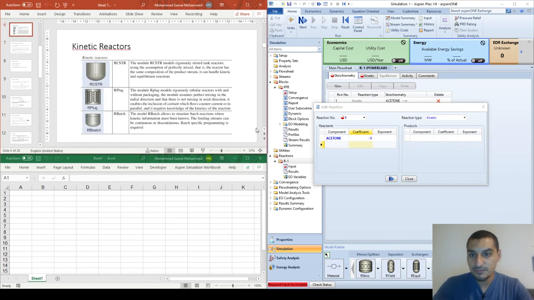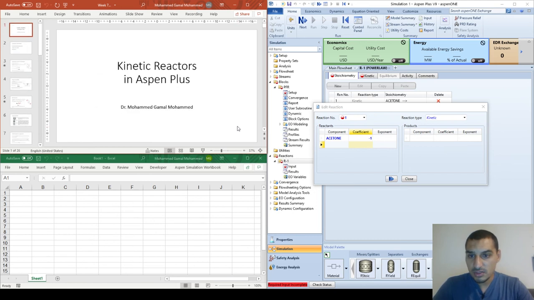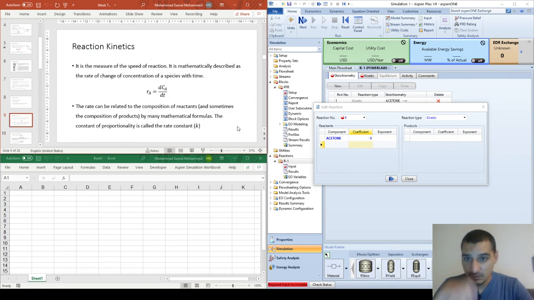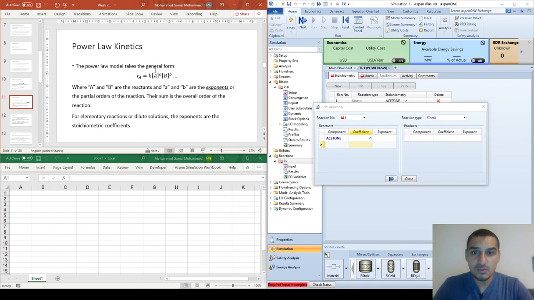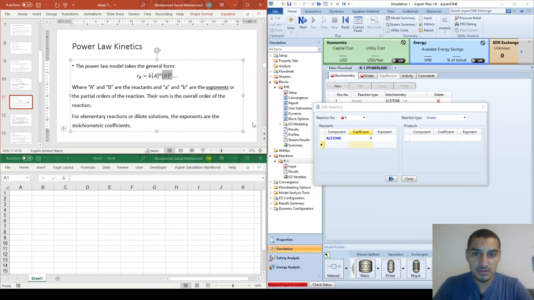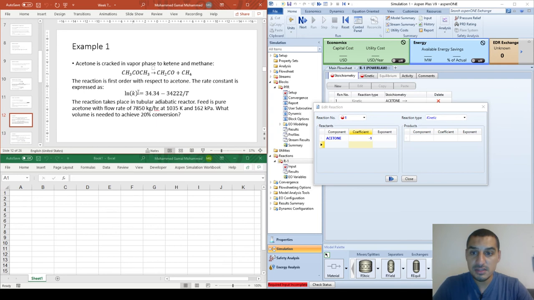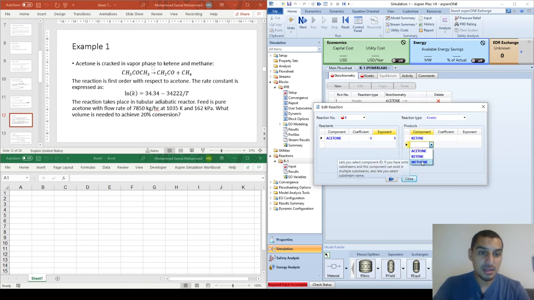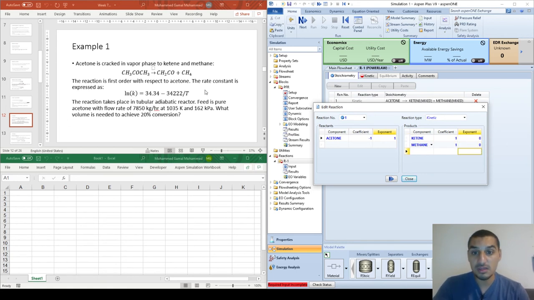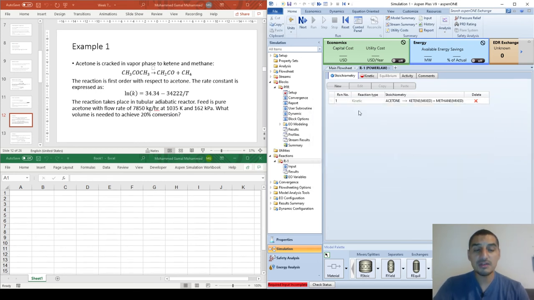It's power A, power B, whatever. In our case, the reaction is first order with respect to acetone, so the power is 1. The products are ketene and methane, and they all have stoichiometric coefficients of 1, and the exponents are 0 because they're not part of the order of the reaction. So this part is done. I've now defined the reaction itself to Aspen Plus.